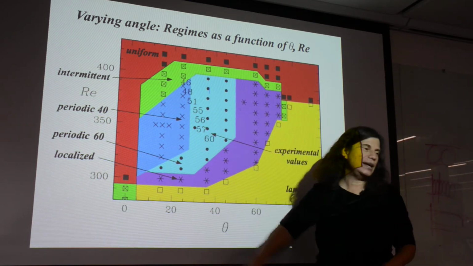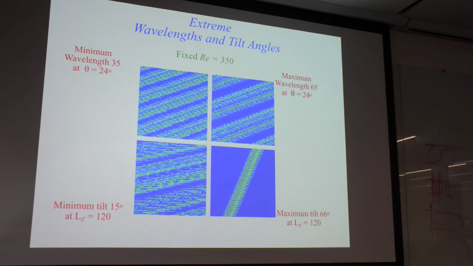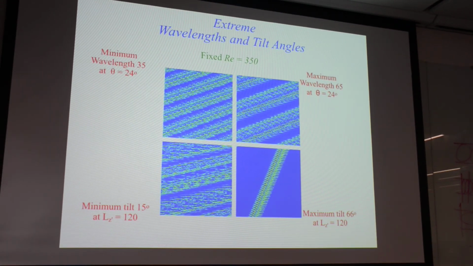Anyway, you see there's a big range, and here are some pictures of the patterns that we get at different angles and different wavelengths. The maximum angle that we got was 66 degrees, the minimum one was 15 degrees, and the minimum wavelength we got was 35, and the maximum wavelength we got was 65.